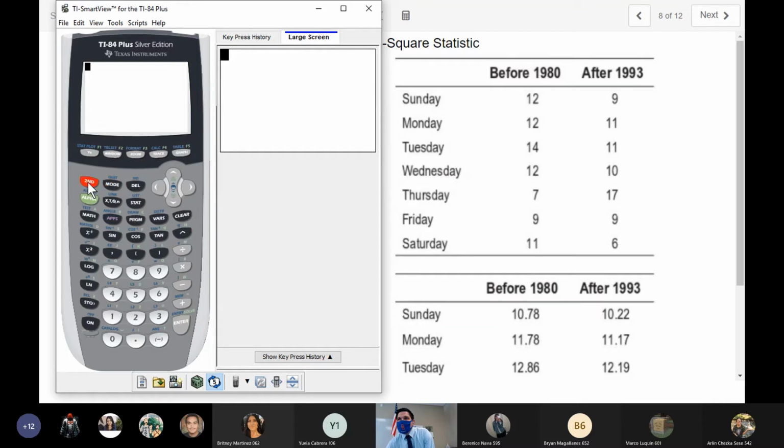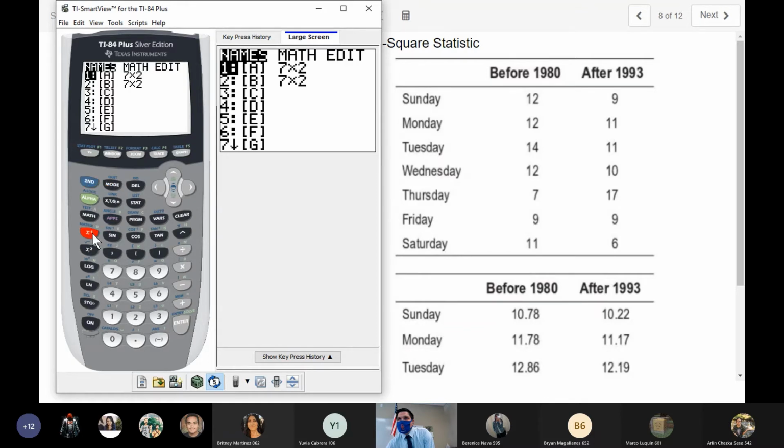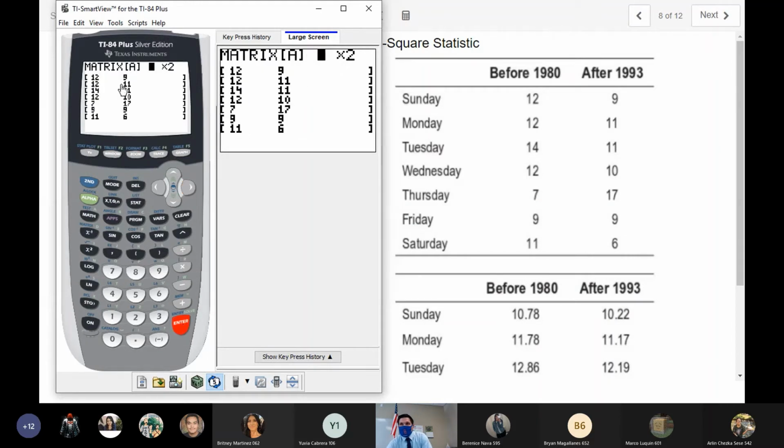Right, you'll go to second, x minus 1. We have a 7 by 2 matrix here. I already set it up in the previous class. Go to edit. You'll click over twice, go to edit, and that'll allow you to enter in all your values. Matrix A should be your observed.